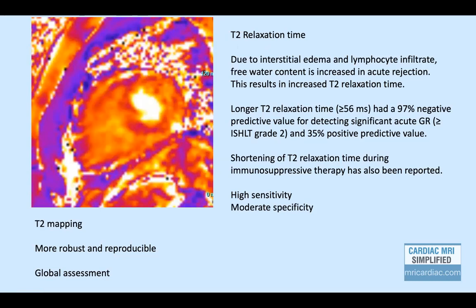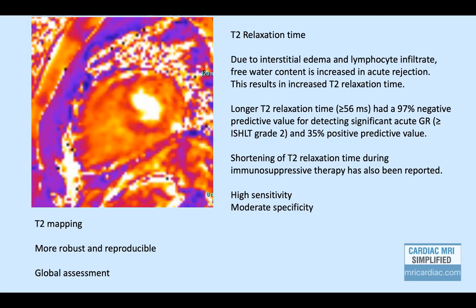Rejection patients have a lot of interstitial edema and lymphocyte infiltrate. Because of that, free water content is increased, and this results in increased T2 relaxation time. A longer T2 relaxation time, more than 56 milliseconds, has a 97% negative predictive value. So this T2 relaxation time is the mainstay of detecting rejection on cardiac MR. It is reproducible, and hence even follow-up of these patients on immunosuppressive therapy can be performed with cardiac MR.